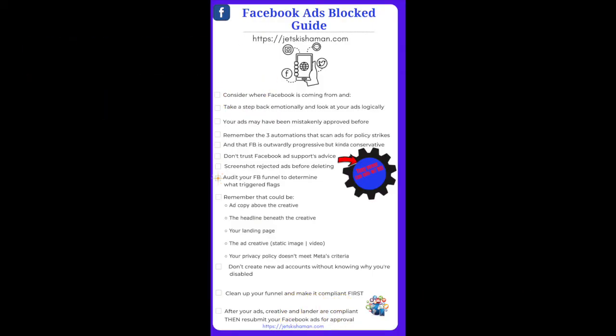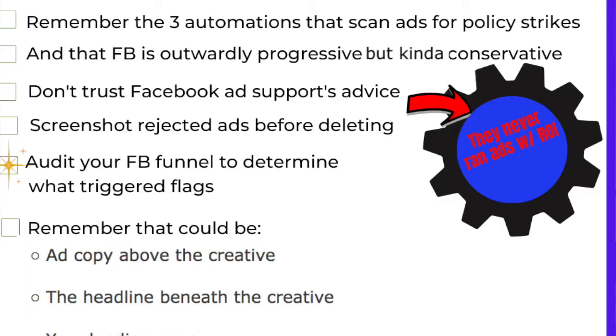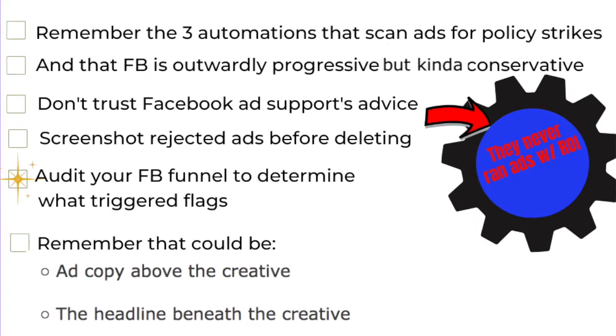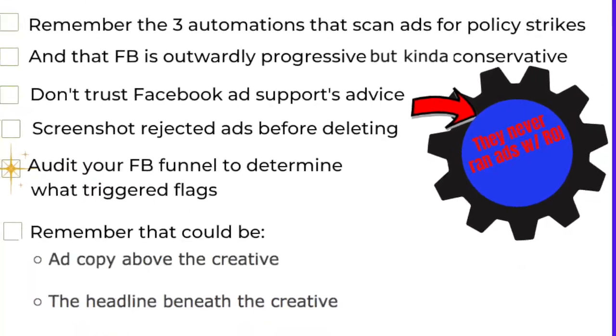So let's do a quick review. First, consider where Facebook is coming from and take a step back emotionally and look at your ads logically. Your ads may have been mistakenly approved before. Remember the 3 automations that scan ads for policy strikes, and that Facebook is outwardly progressive, but really the automations are conservative in what they consider to be a violation of ad policies. Don't trust Facebook ad support advice. They have never run ads with ROI.